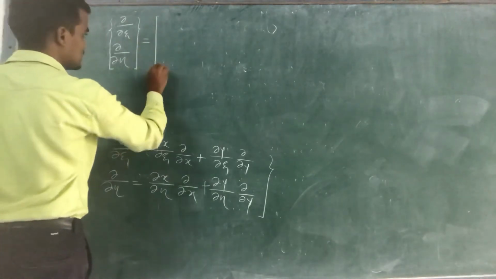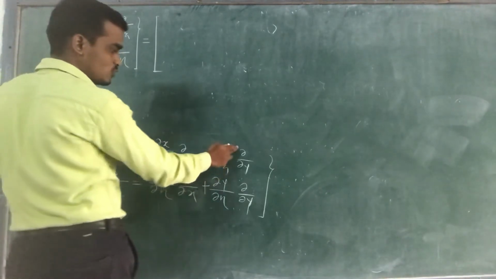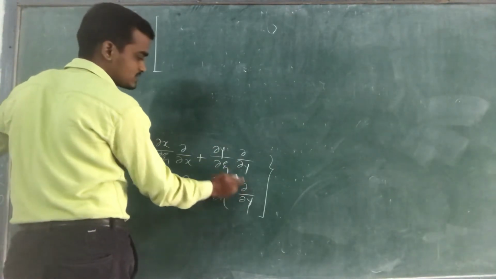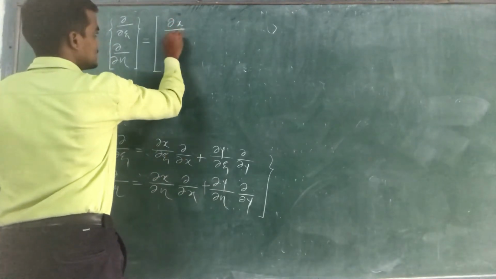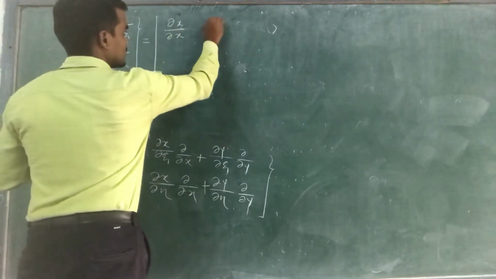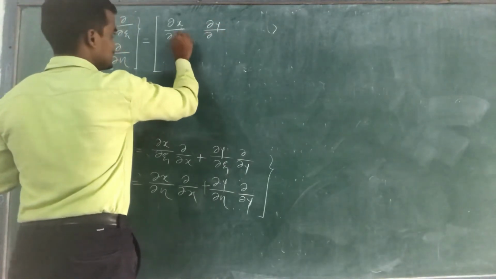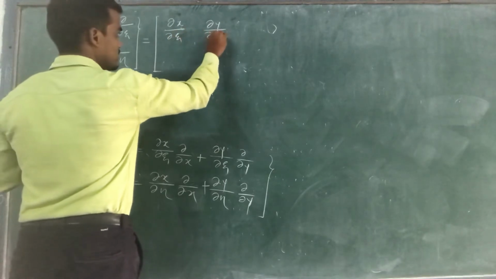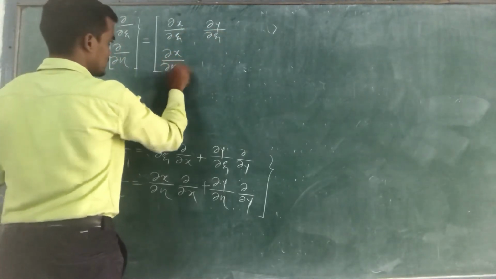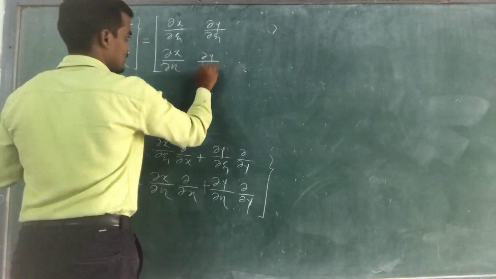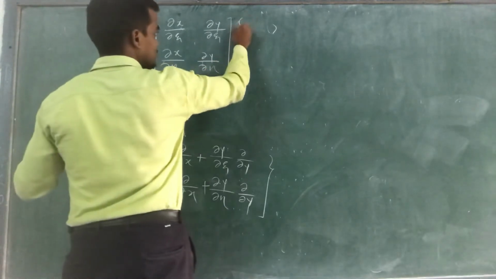this matrix. Okay, so here ∂/∂x is the common term, ∂/∂y is also a common term. So we can write ∂x/∂ζ, ∂y/∂ζ, ∂x/∂η and ∂y/∂η, and into this vector.